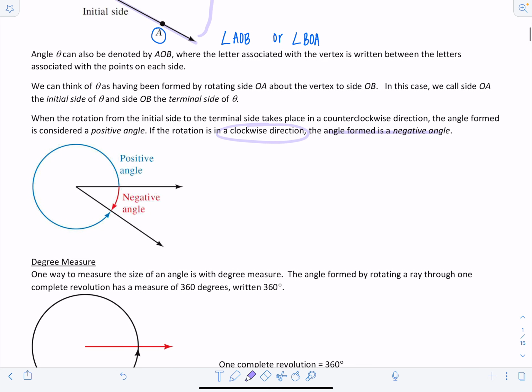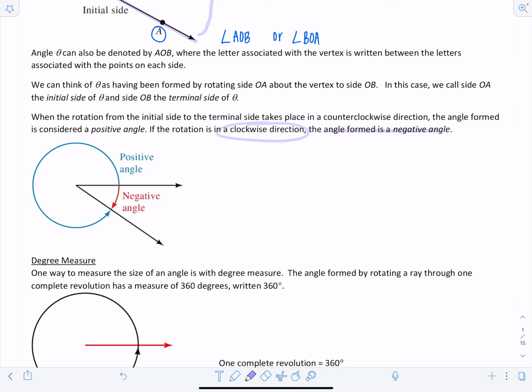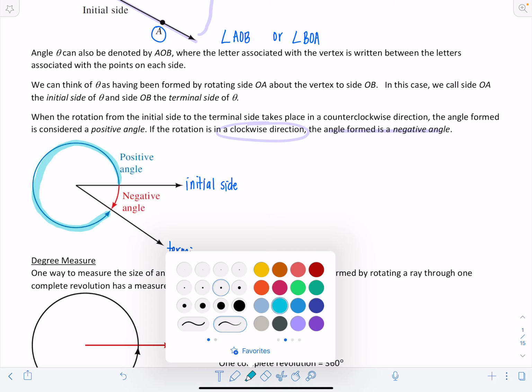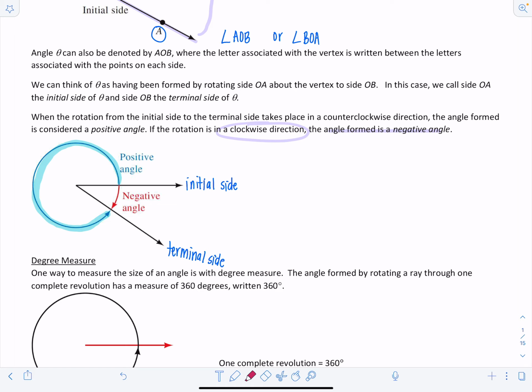So here I've shown using the same initial and terminal sides. So this is the initial side. This is the terminal side. When you rotate in the counterclockwise direction, this would be measured as a positive angle. If you were to go from the same initial side to the same terminal side, but in the clockwise direction, that would be measured as a negative angle.